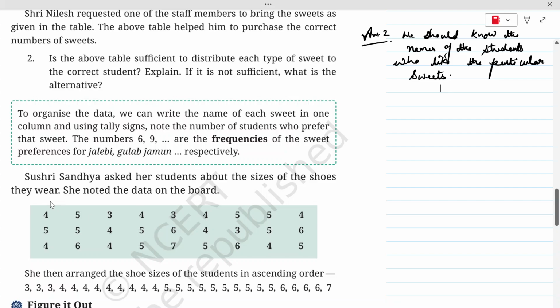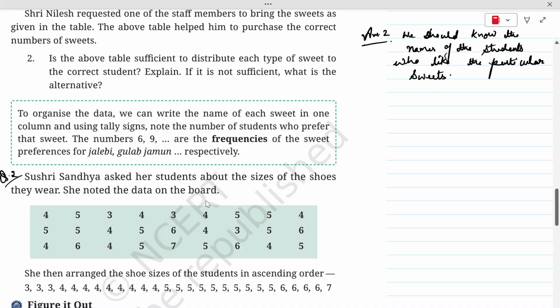Next is Sushri Sandhya asked her students about the size of the shoes they wear. So this is question number 2. Okay. So question number 1 we have already done. We need another information, the name of the student who likes what. Next is Sushri Sandhya. This is another question. Asked her students about the size of the shoes they wear. She noted the data on the board.